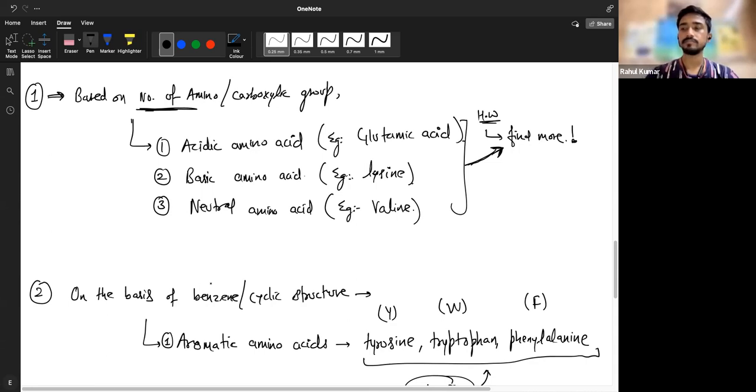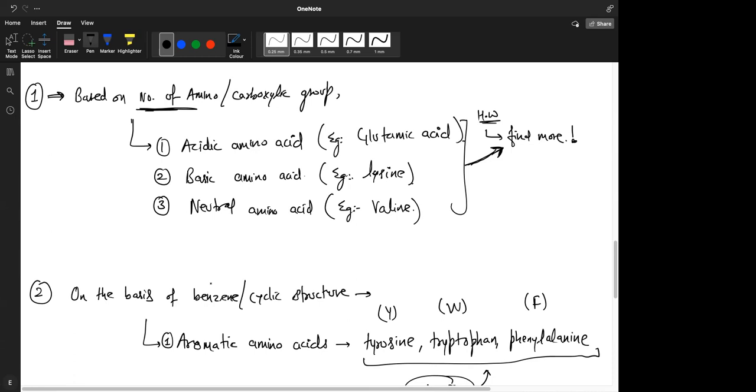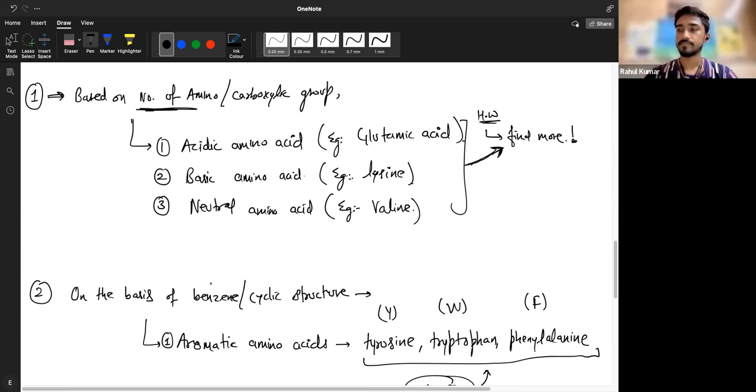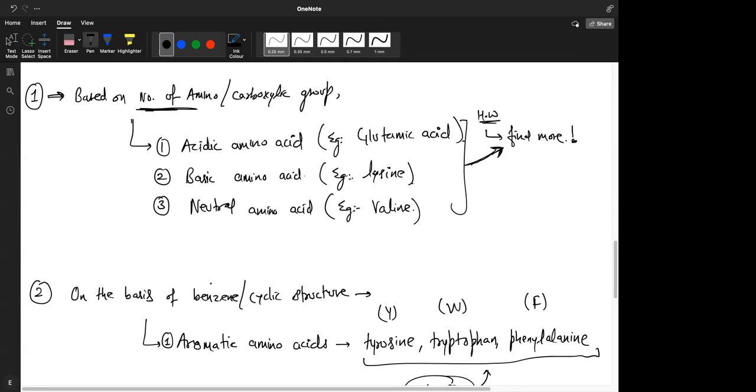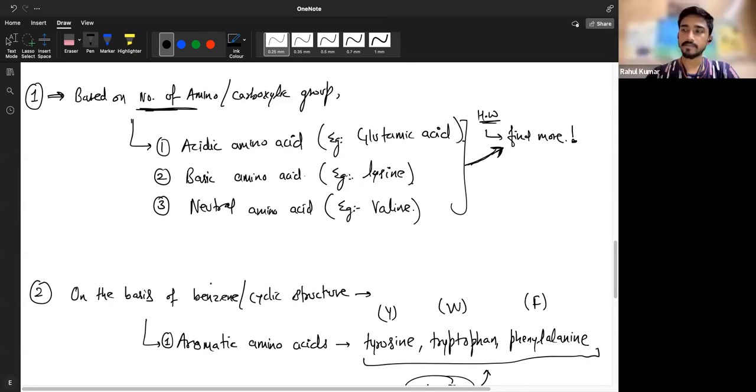Aspartic acid. Did you go back and find more examples for this? I gave you this as homework, both of you. So what are the other examples of acidic amino acids? Aisha, have you noted it down? Aspartic acid, yes.